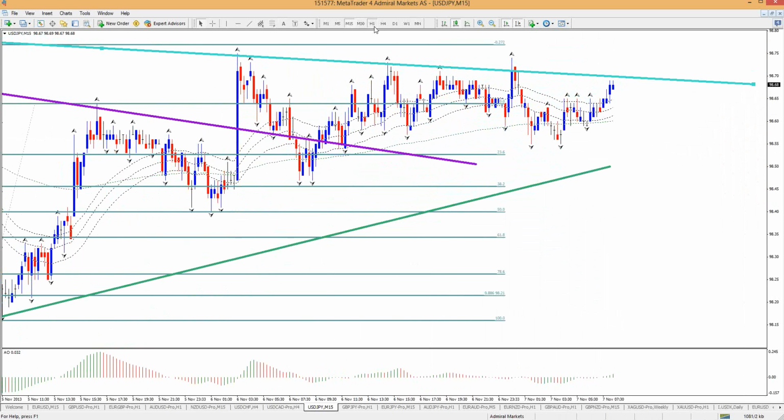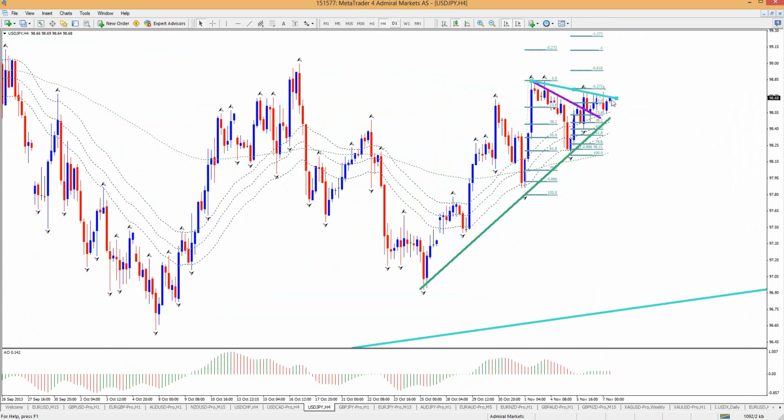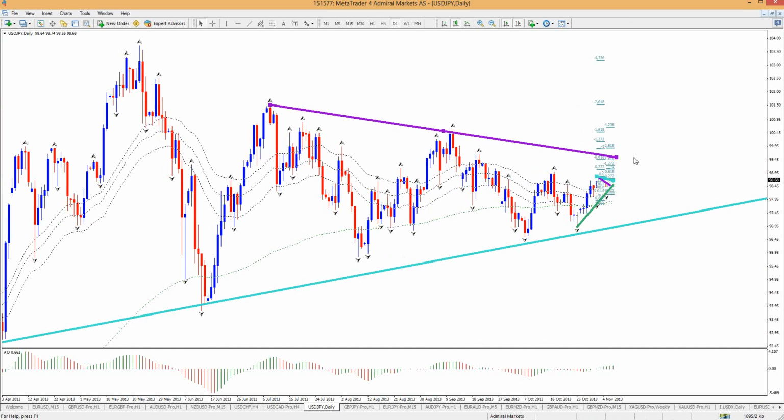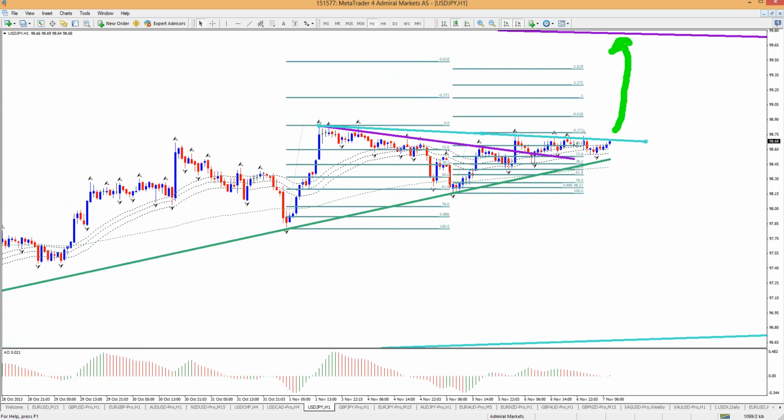Quite corrective so far. This zone here is very choppy, but if it breaks, hopefully finally get some continuations. It had a few attempts here. Never really got the break, unfortunately, but maybe today. Target would be all the way at 99.40 here, which is the top of this wedge, the daily wedge here. So we're looking at this space.